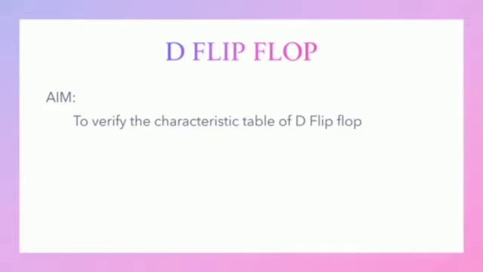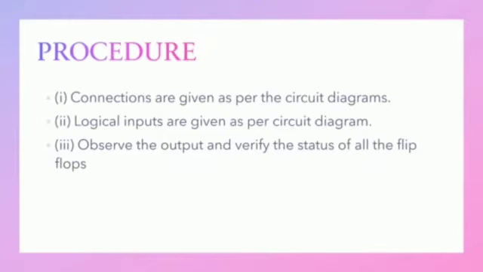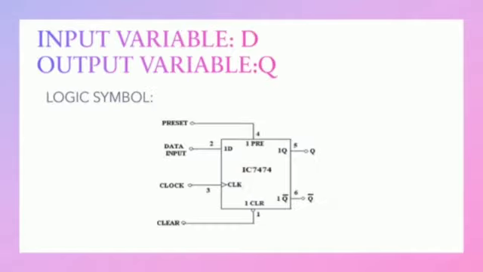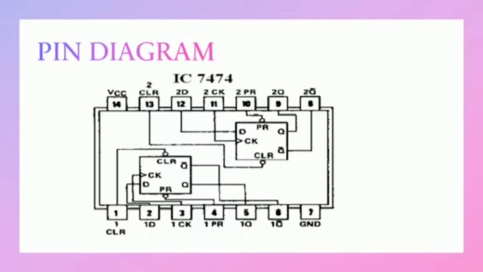And here comes the D flip-flop. The aim is to verify the characteristic table of the D flip-flop. The procedure is that connections are given as per the circuit diagram, and we have to give the logical inputs, observe the output and verify the status of all the flip-flops. Here the output variable is Q and the input variable is D. And this is the logic symbol of the D flip-flop, and this is the pin diagram of the D flip-flop.